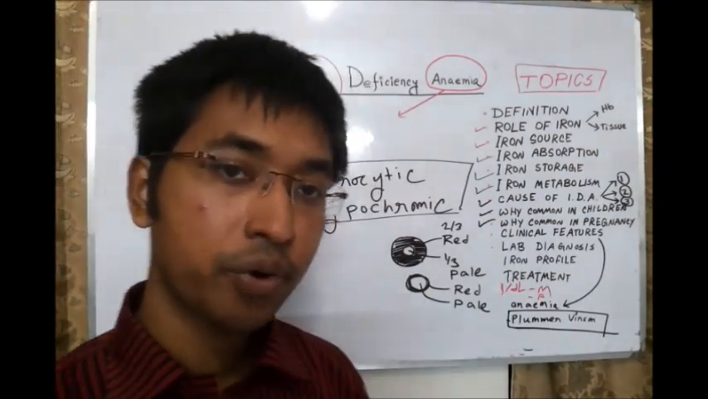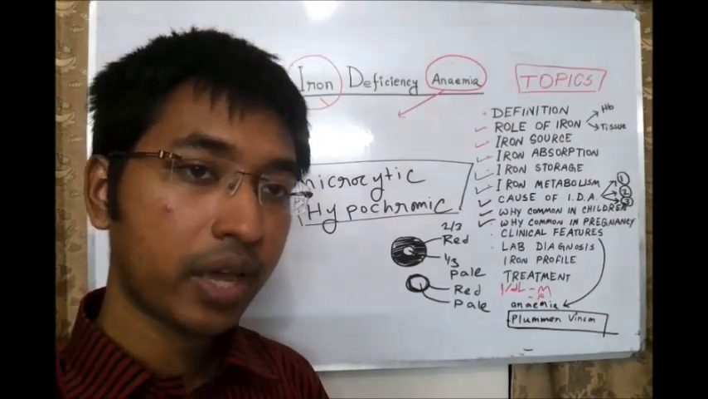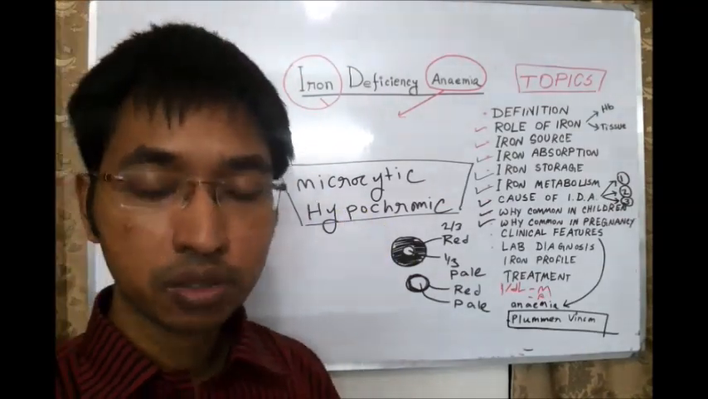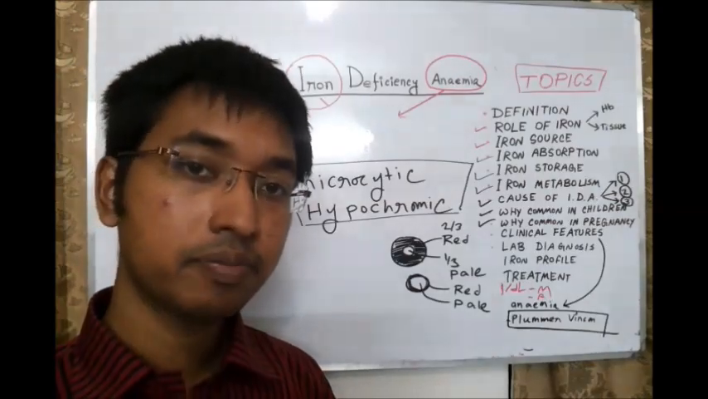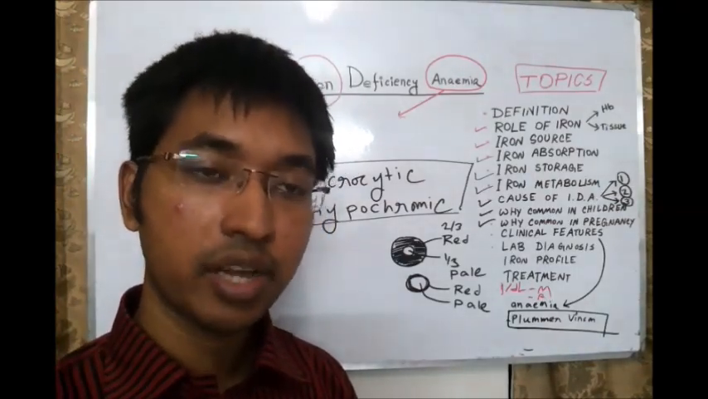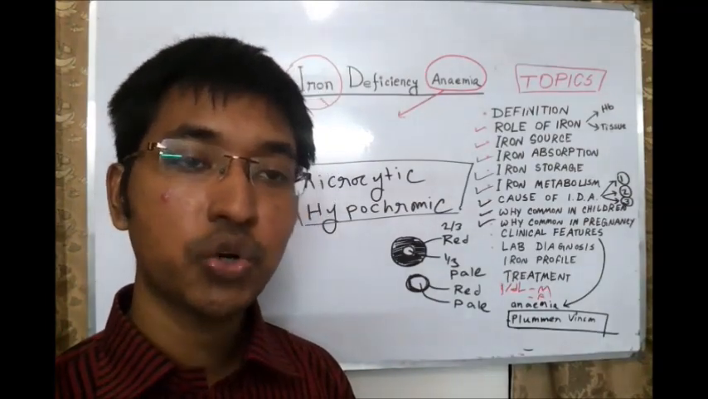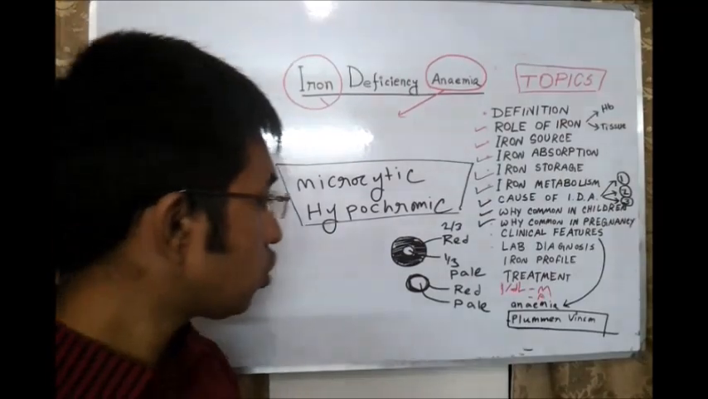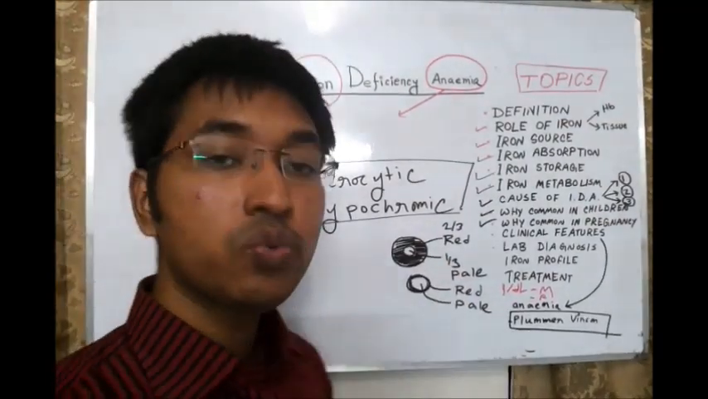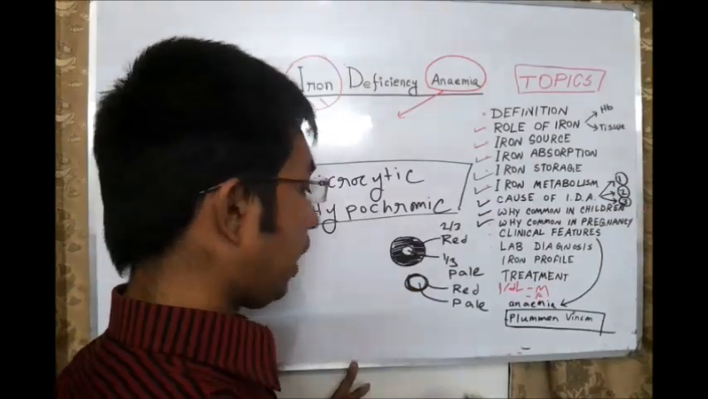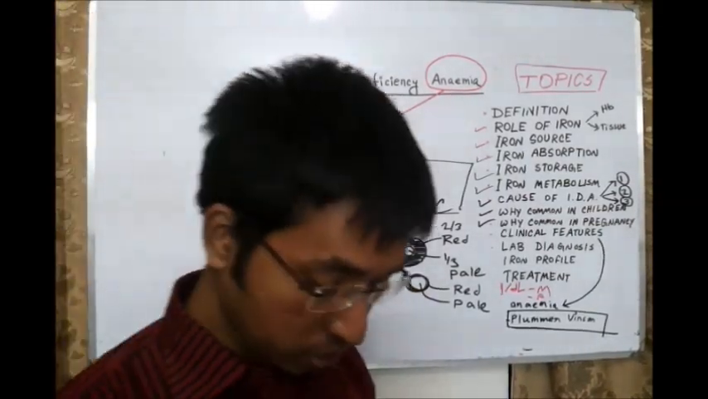But always remember, there are 4 types of anemia where you can have this microcytic hyperchromic blood picture. They are iron deficiency anemia, sideroblastic anemia, anemia due to chronic disease, and thalassemia. So what else will we see in the blood film? There will be anisocytosis and poikilocytosis.